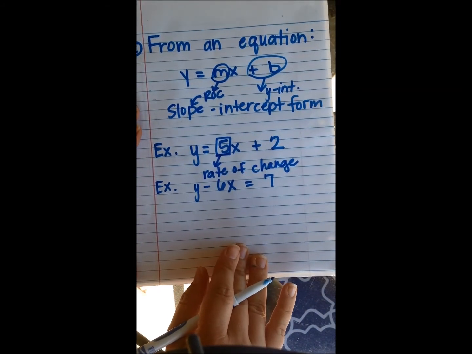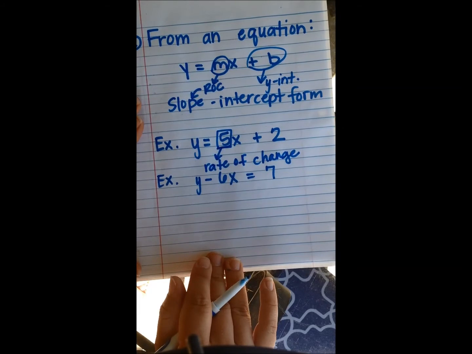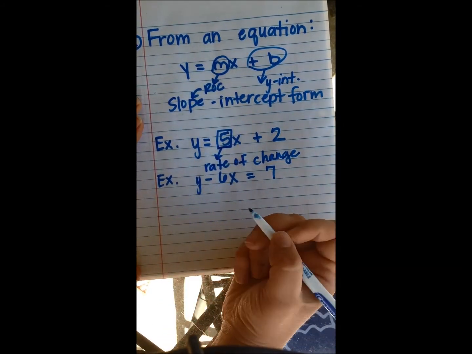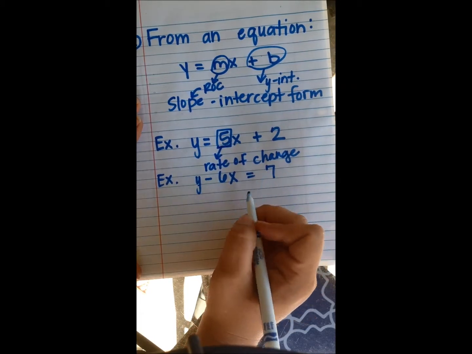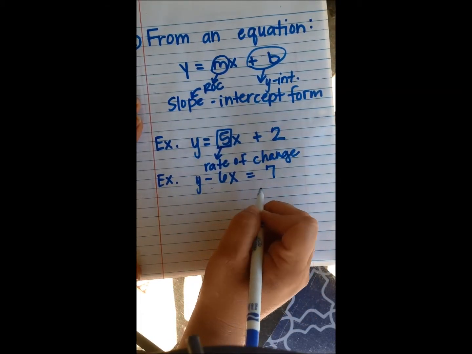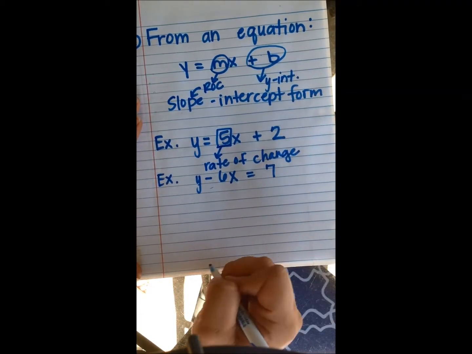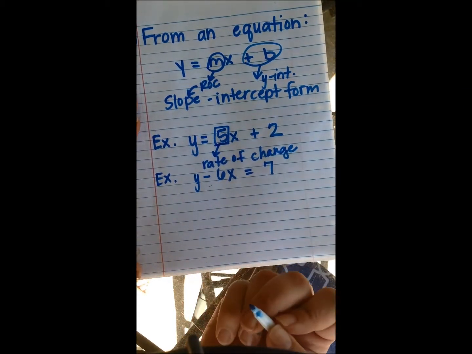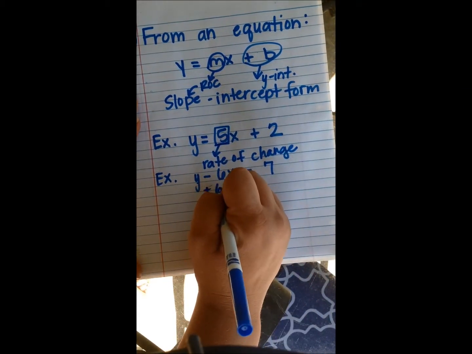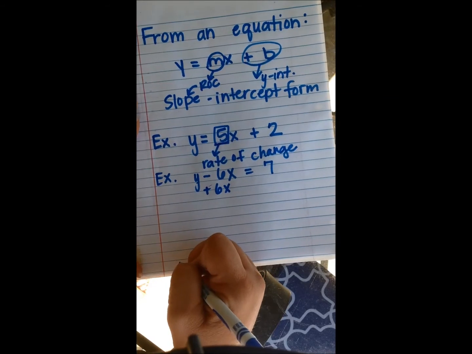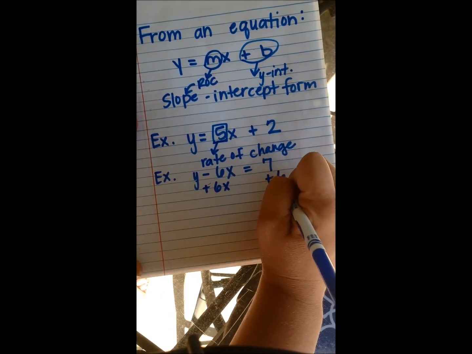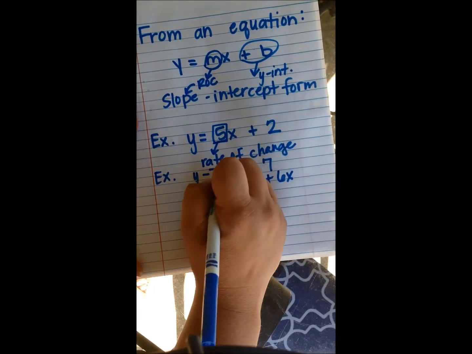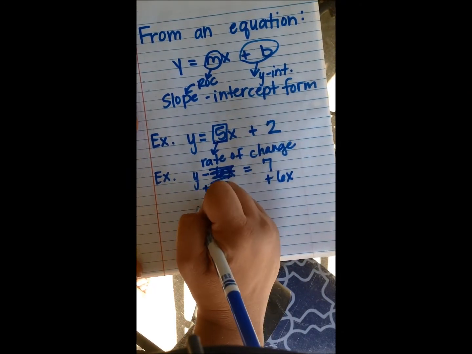Now the second example is not in slope-intercept form because the y right here is not by itself. So to get it by itself, we need to cancel out this minus 6x. And to do that, we're going to use inverse operations. So the opposite of minus something is plus. We like to keep our equations balanced, so what you do on one side, you have to do on the other side. That cancels this right here out.